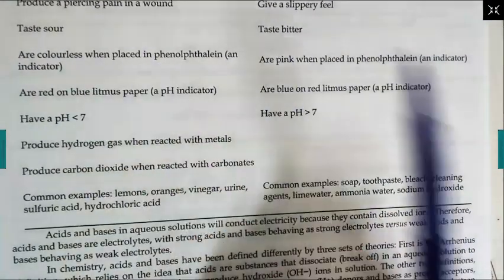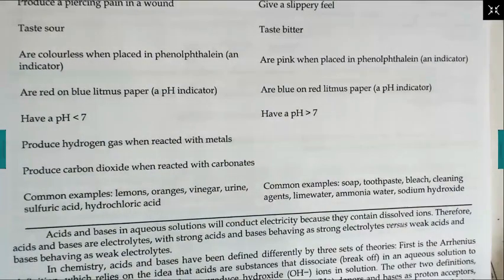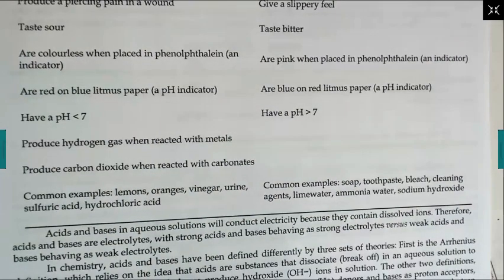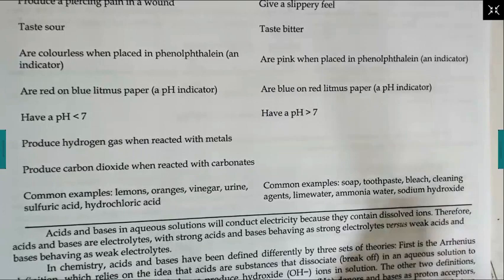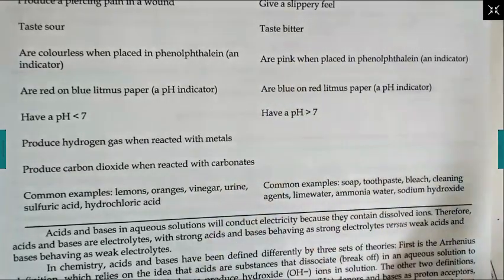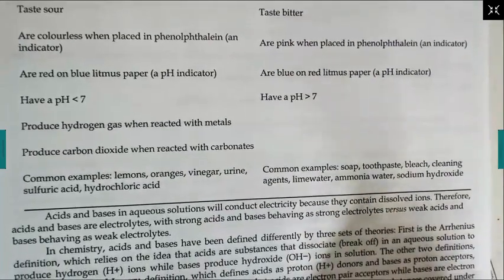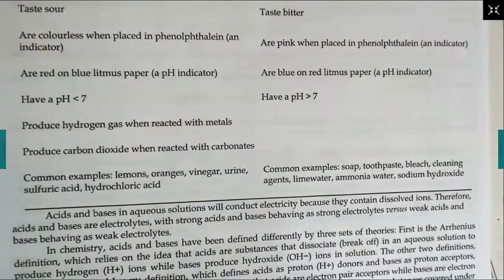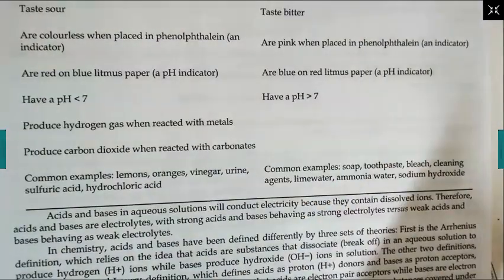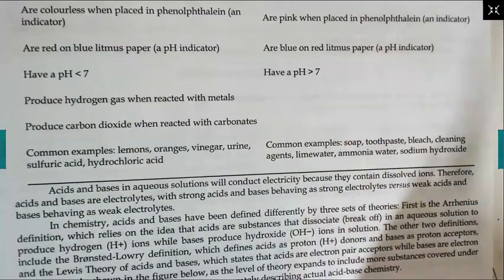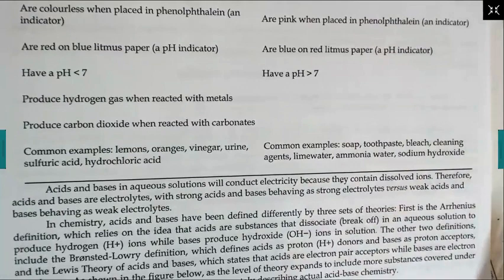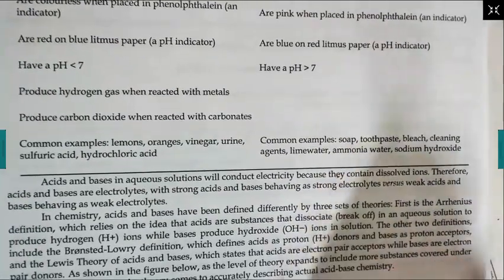Taste sour versus bitter. What's the difference between sour and bitter? Bitter makes you want to gag. It's actually a location of where the taste buds are on your tongue. Bitter, you're more likely to ingest. Okay, cool.